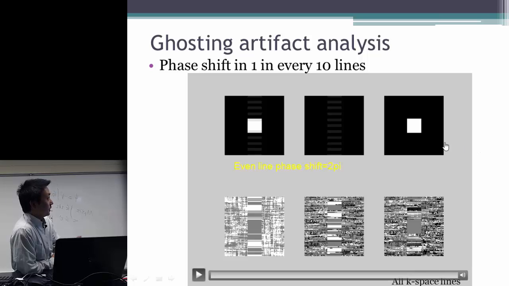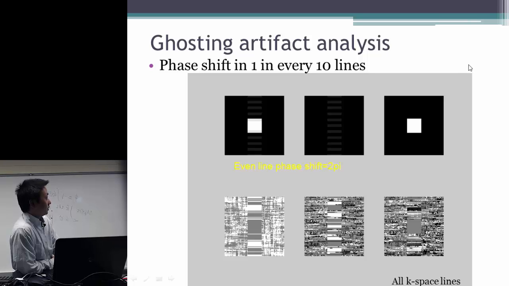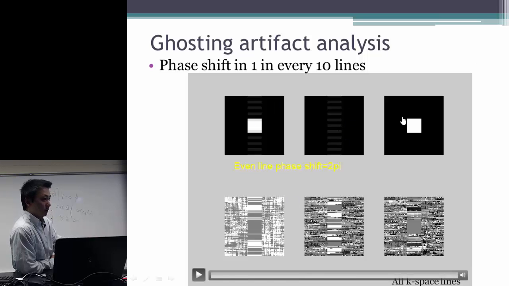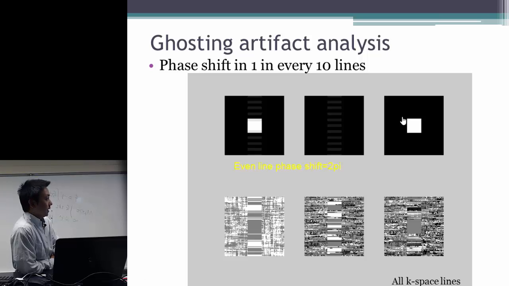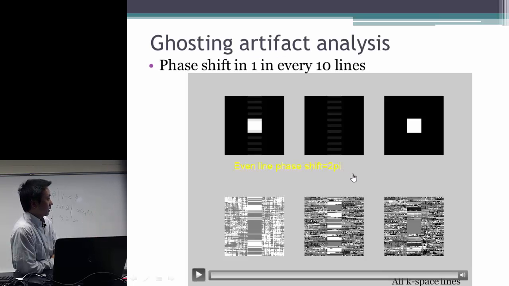So that means the ghosting artifact depends on where the motion or phase shift takes place in the K-space. If this phase shift takes place in the outer part of the K-space, then you will observe a higher spatial frequency. And if it takes place at the center of the K-space, then you will see a low spatial frequency of the ghosting artifacts.